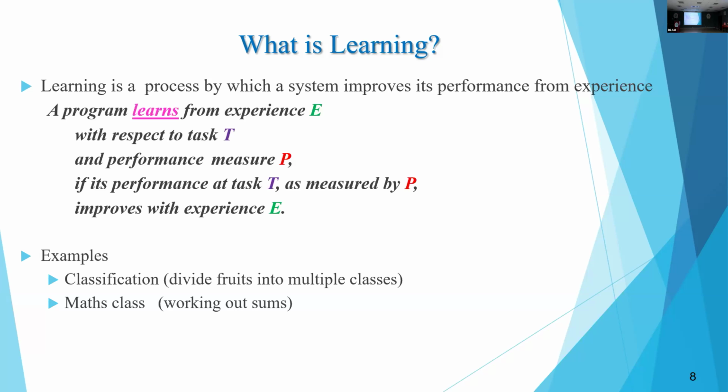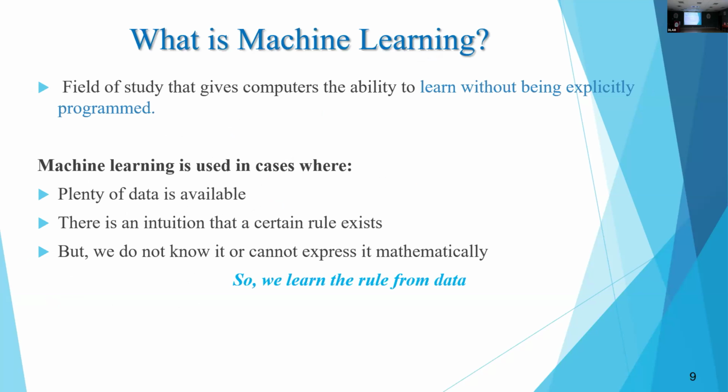So I say that a program learns from experience E with respect to task T and performance measure P if its performance at task T, as measured by the performance measure P, improves with experience E. Suppose in the first semester I got 50%, in the second semester 61%, in the third semester 62%, fourth semester 63%, then I'm learning. If it is not steadily increasing, you are not learning. So this is what learning is.